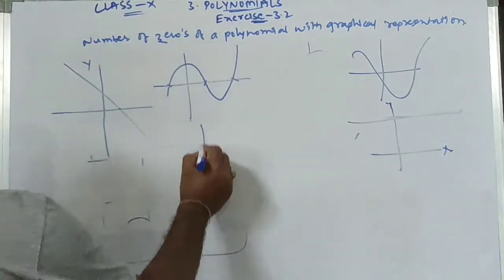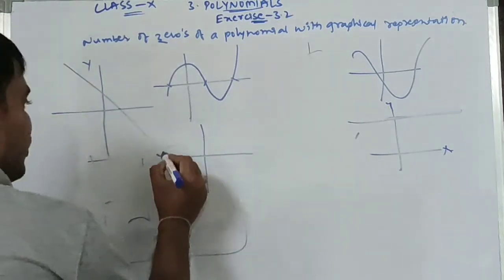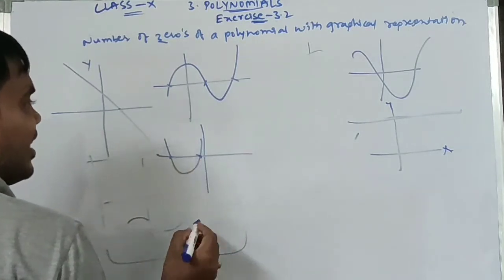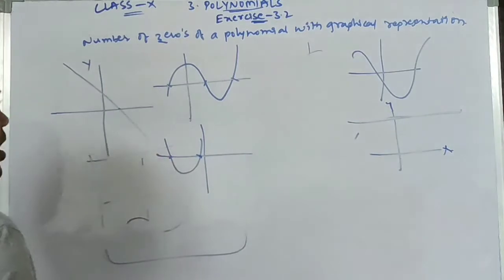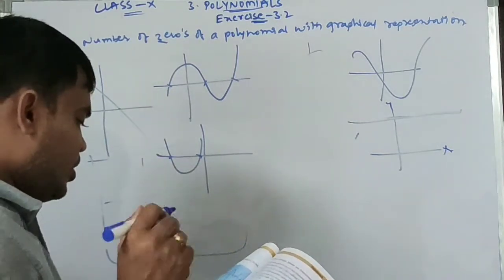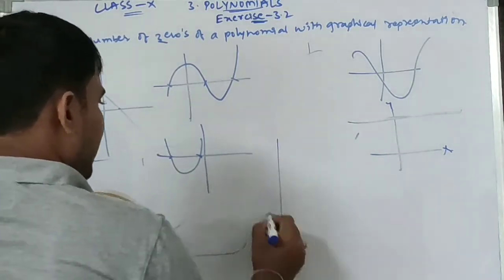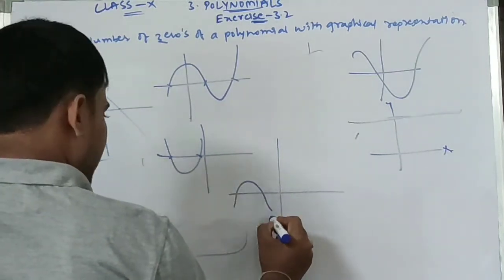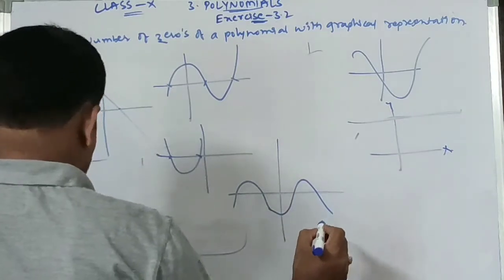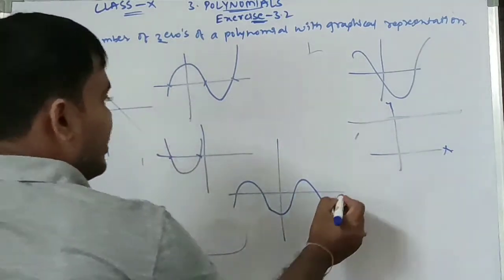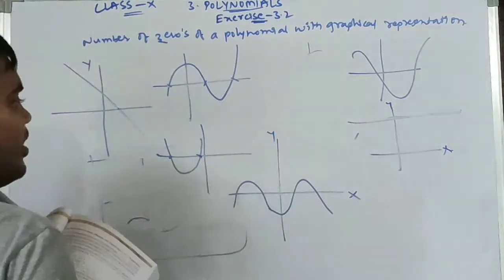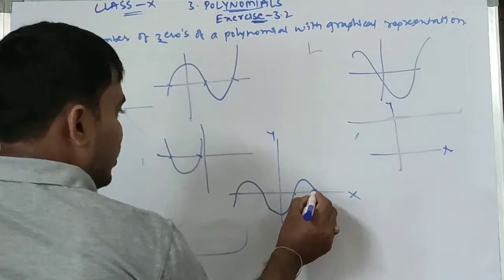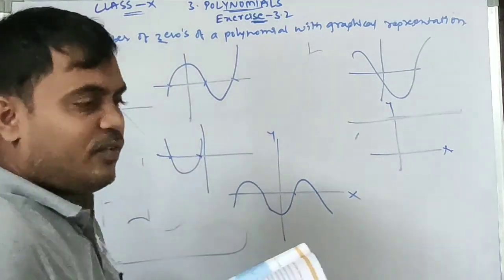Next, the fourth question. How many points does it intersect at the x axis? 2 points. The number of zeros of this curve is equal to 2. Next, one more. Okay, the curve is like this. This is the x-axis, this is the y-axis. How many points does it intersect the x-axis? Let me count: 1, 2, 3, 4. So the number of zeros of this curve is 4.